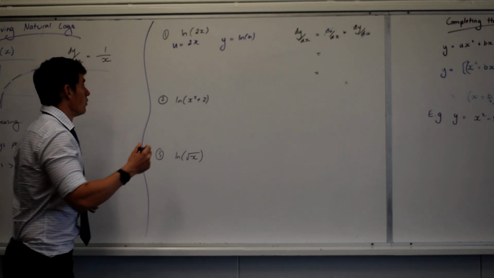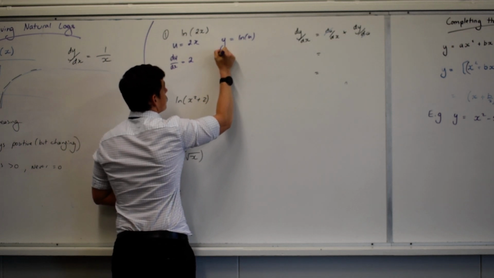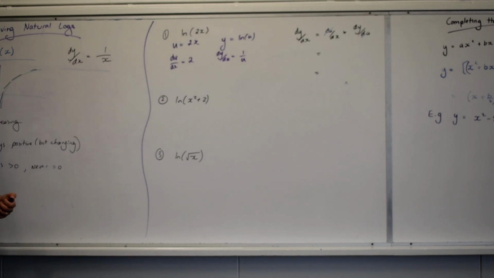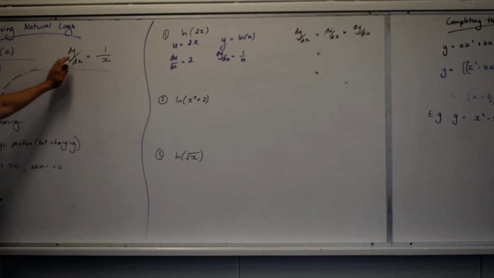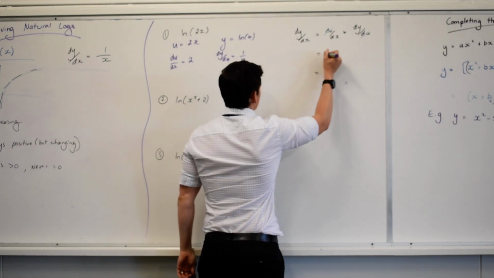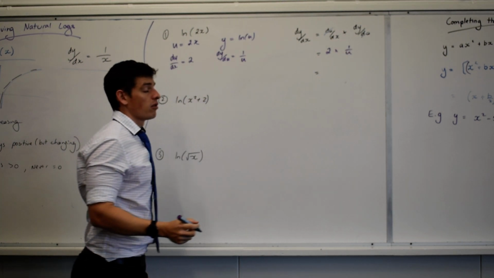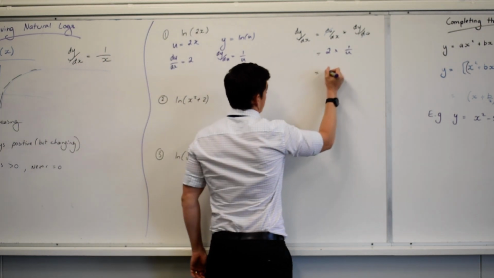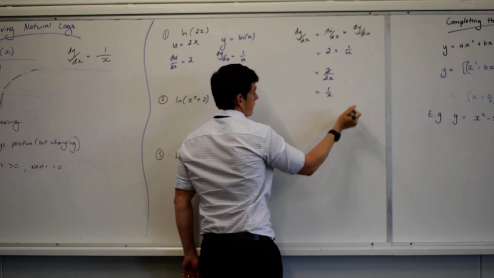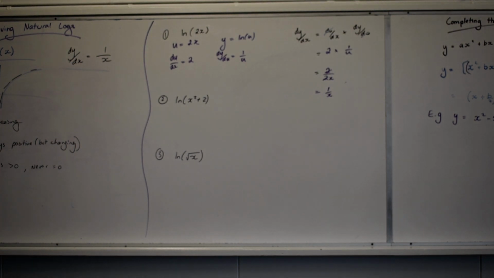The derivative of u with respect to x, du dx, is equal to 2, and dy du is equal to 1 over u. As it was before with x, so when it was ln x, dy dx was 1 over x. So now I can just sub that into my chain rule. du dx is equal to 2, and dy du is equal to 1 over u. What should I do now? Replace u with 2x. So I've got 2 over 2x, cancel the x's, 1 over x. Cool?